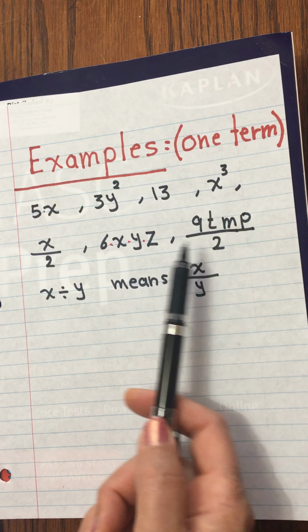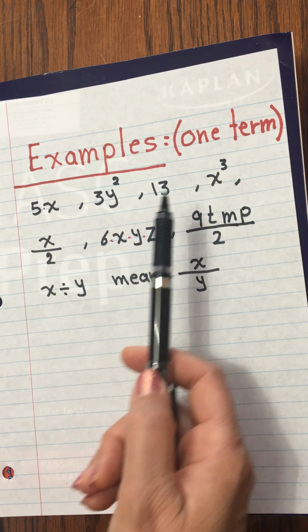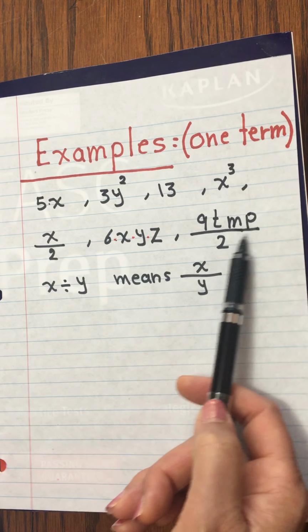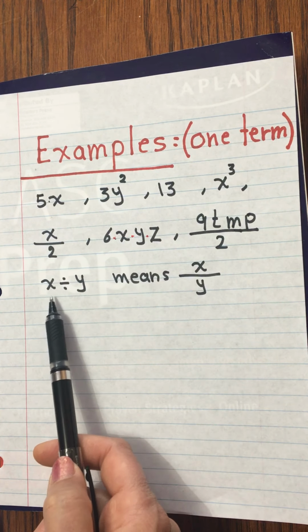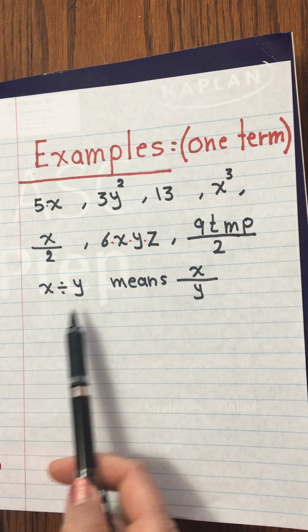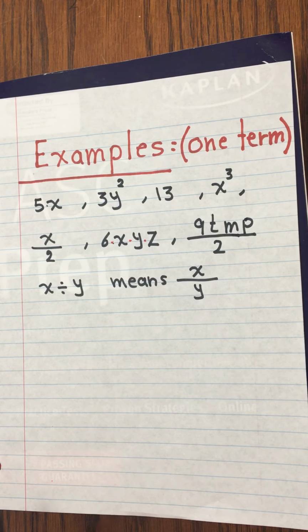9tmp over 2. So this is one term, and it means 9 times t times m times p divided by 2. X divided by y means x over y. So this is one term. Same thing, this is one term.